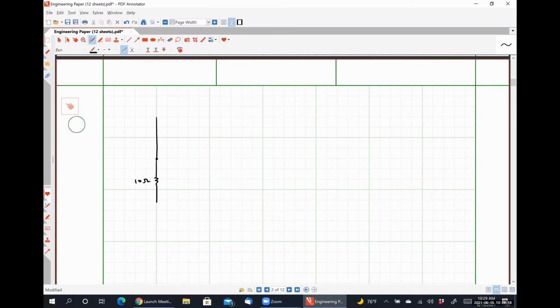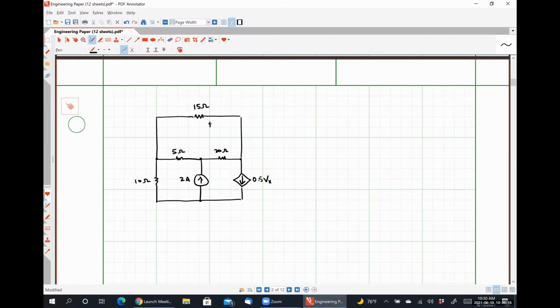We have a 10 ohm resistor here, 5 ohm resistor here, a 2 amp source here, a 20 ohm resistor here, a dependent source carrying a current of 0.5 VX. So this is a voltage controlled current source. I'm going to tie all of these guys together here at the bottom. And I'm going to place a resistor here at the top. Let's call it a 15 ohm resistor. And I'm going to say that my voltage Vx is positive polarity on the right, negative polarity on the left, like so.